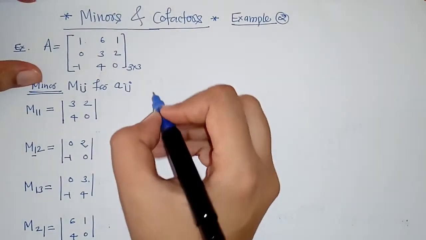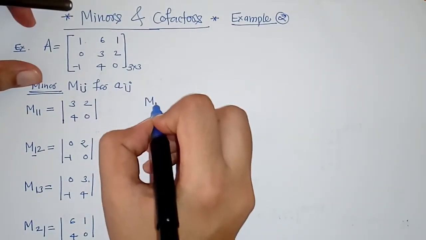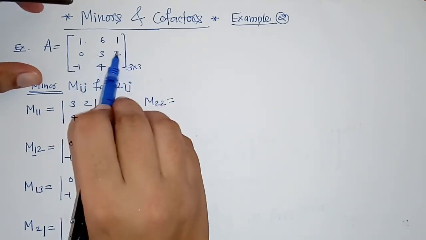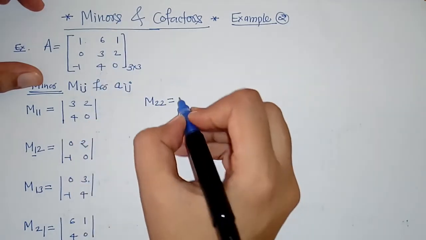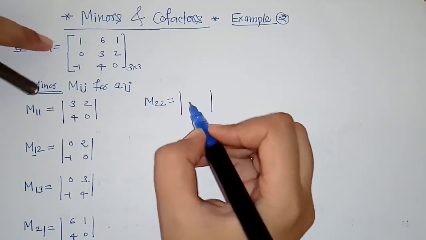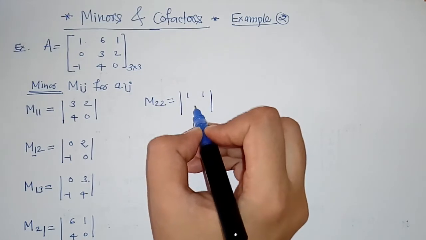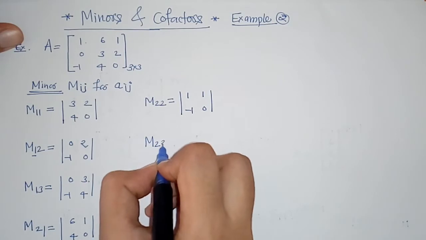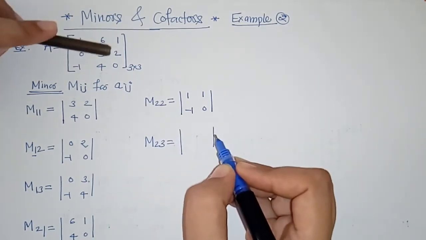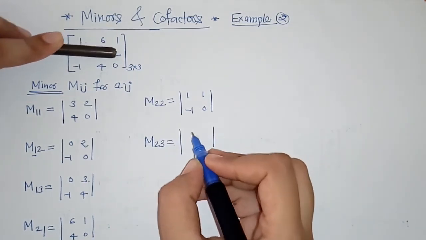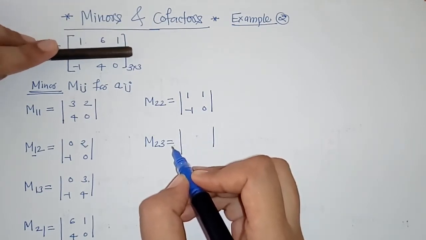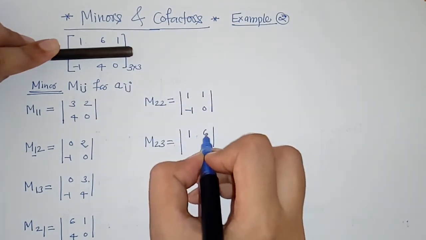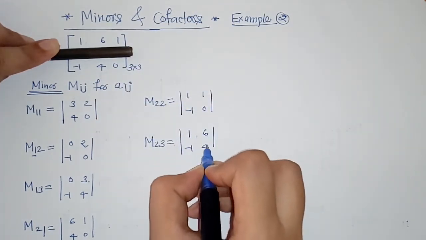Next we have the minor for a22. That means we have to exclude the second row and second column. The remaining elements are 1 1 minus 1 0. Next we have the minor for a23, that means for this element. We have to exclude the second row and third column. So the remaining elements are 1 6 minus 1 4.